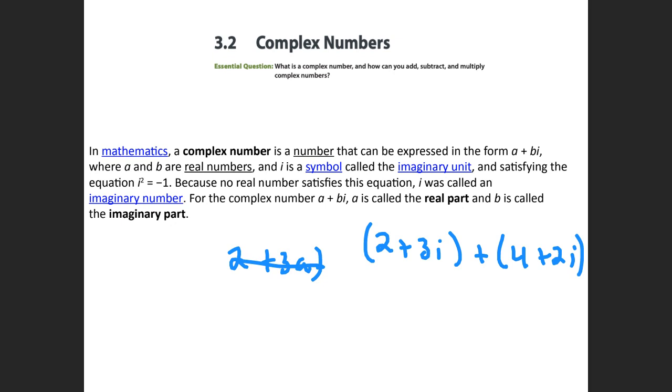you add just like you normally would. The i just stands for a variable. It's just a variable. So I'd add the 2 and the 4 together. So that would give me 6 plus, and then the 3i plus the 2i would give me 5i. So you'd add it just like it's a regular variable.